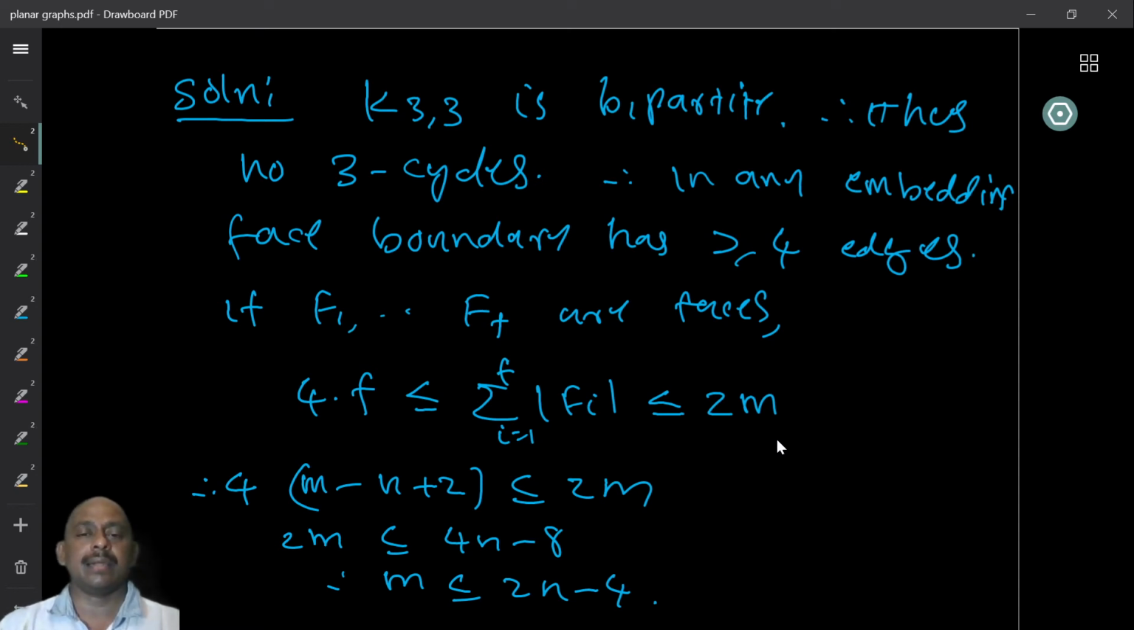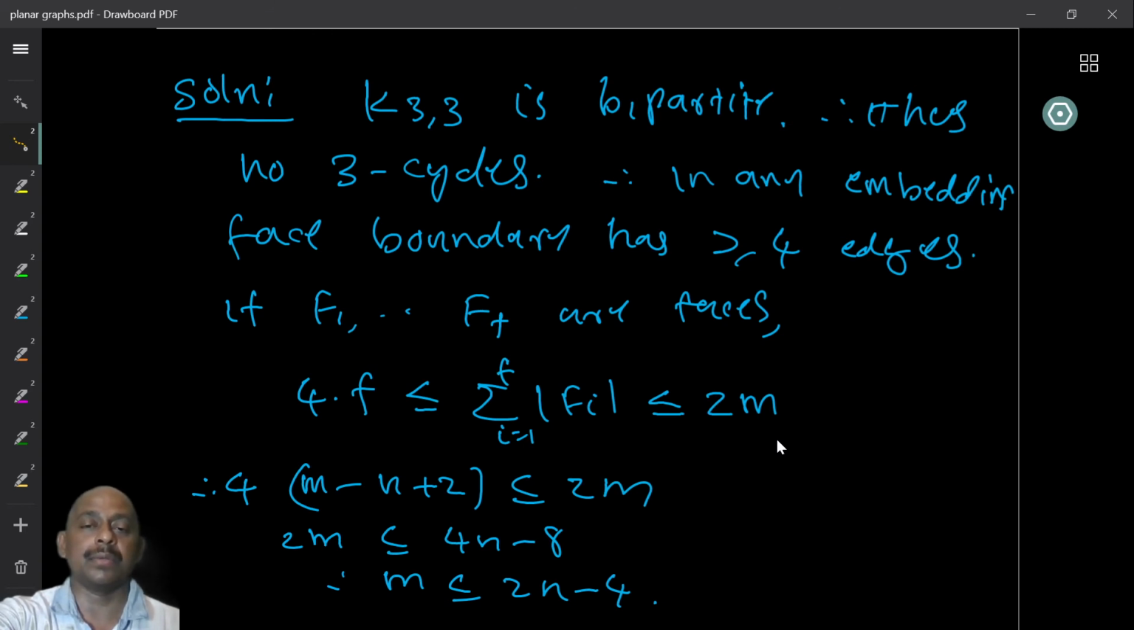Which is to say that any planar bipartite graph, we did not use K33 or anything, any planar bipartite graph has at most 2n minus 4 edges. So any planar graph has at most 3n minus 6 edges, but any planar bipartite graph has at most 2n minus 4 edges. Now this is a much improved bound for the number of edges.